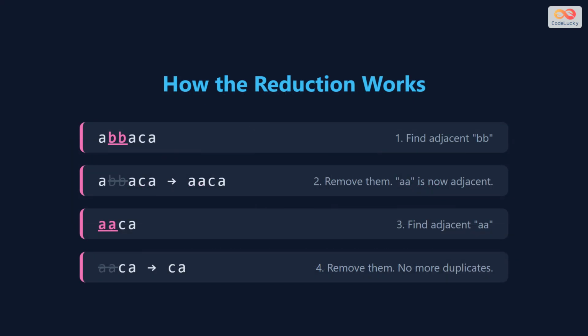Here is a visual breakdown. First, we spot the double B. We remove them. Now, the two A's that were separated by the B's become adjacent, so we remove those A's as well. We are left with ca. This recursive nature suggests we need a way to look back at what we just processed.